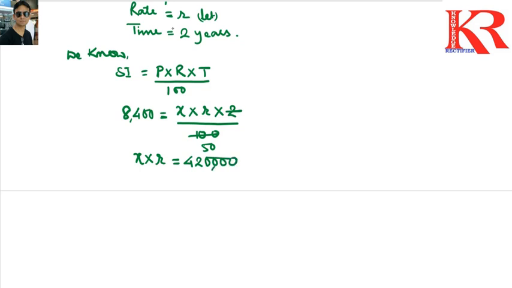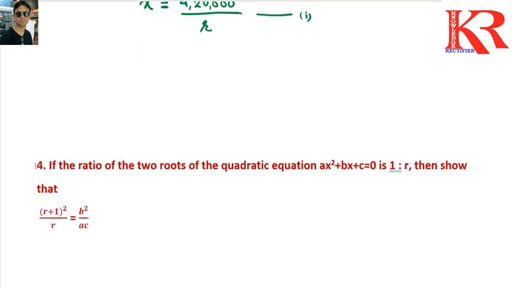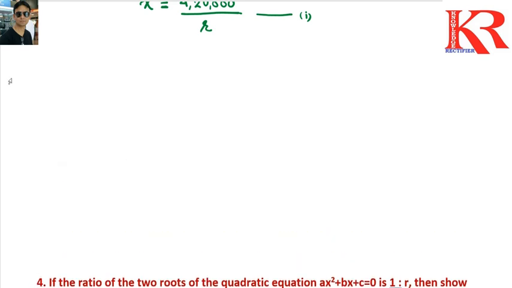4,20,000. Okay, and always make x the subject. In this type of problem where you have to find the principal and the rate, where CI and SI are given, first of all you find x in terms of r. Okay, and take this as equation number 1. Then we will go to the CI. What is given to us?